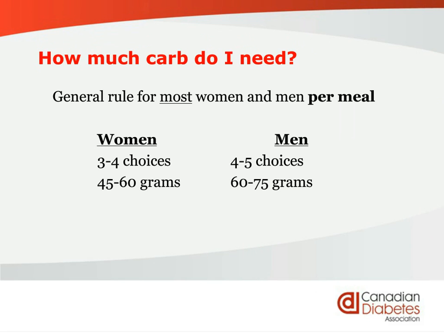So how much carbs should you be aiming for? So if we're talking about setting a fixed amount of carbs for your meal, for women, we're looking at 3 to 4 choices per meal, or about 45 to 60 grams of carbs. For men, it's about 4 to 5 choices, or 60 to 75 grams of carbs. But keep in mind, this will vary depending on your weight goals. So if you're trying to lose weight, maintain, or gain weight, then we might have to vary that a little bit. But these are some guidelines.